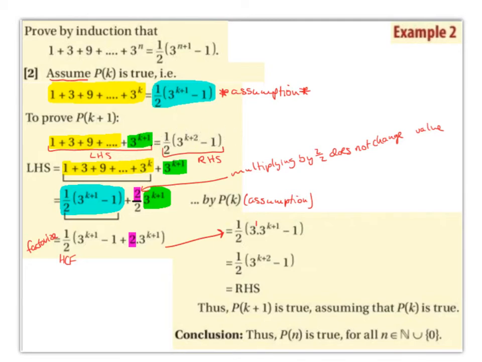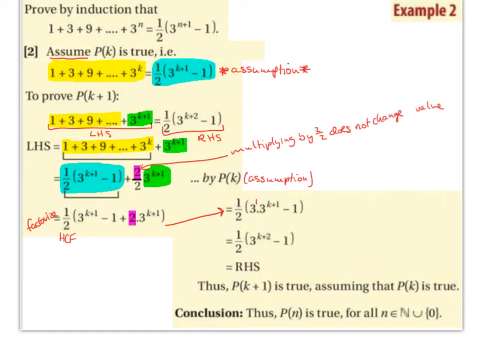So we started with this, and we show that it is equal to this. So we have proven that this is true by assuming that this is true. Thus, P of k plus 1 is true, assuming that P of k is true. And our conclusion is, thus, P of n is true for all n values, elements of the natural number set.